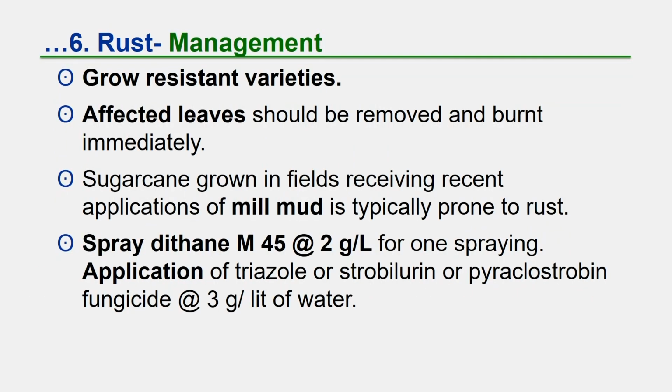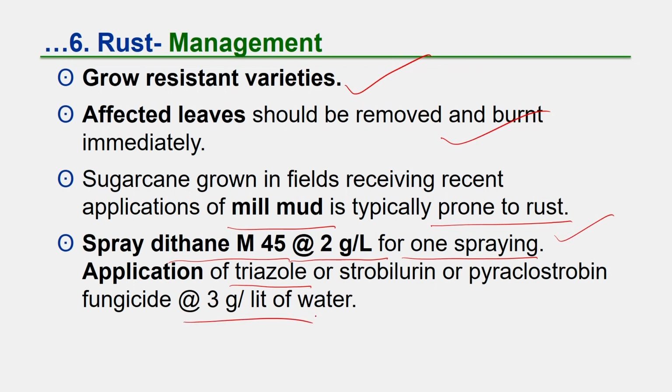Now, what is the management of rust disease in sugarcane? First option is to grow rust resistant varieties. Affected leaves should be removed and burnt immediately. Sugarcane grown in fields receiving recent application of mill mud is typically prone to rust. Spray Dithane M45 at the rate of 2 gram per liter for one spraying. Application of triazole or strobilurin or pyraclostrobin fungicide at the rate of 3 gram per liter of water.